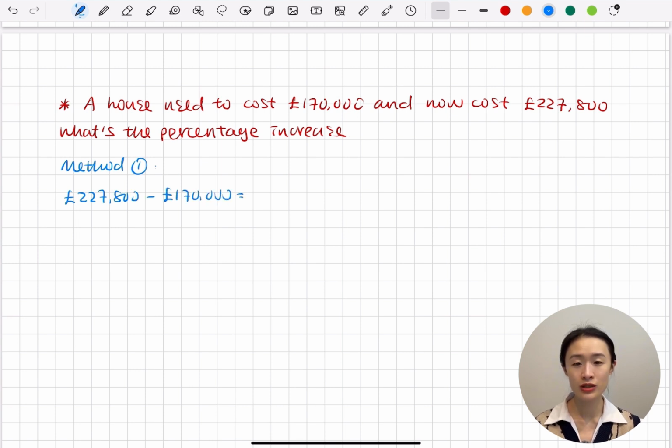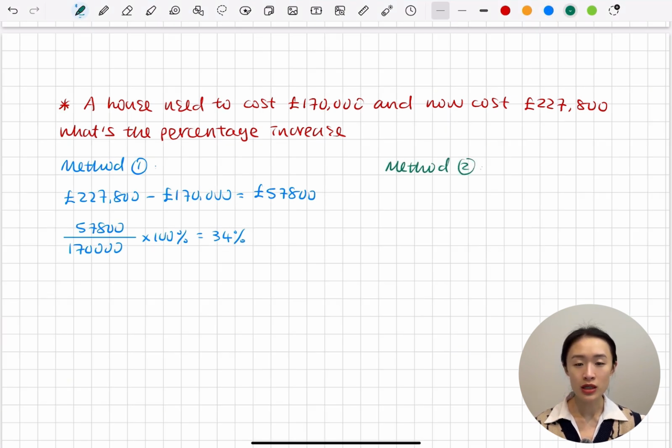So you do £227,800, take away £170,000, and then that gives you the amount that is being increased. So 57,800 is the amount increased out of 170,000, which is the original price. Times by 100, that should give us the percentage increase. And that is 34%. Now, with our bubble diagram, what can we do?